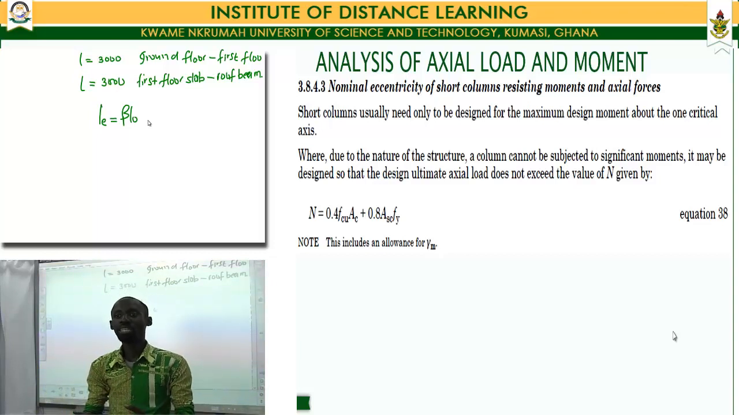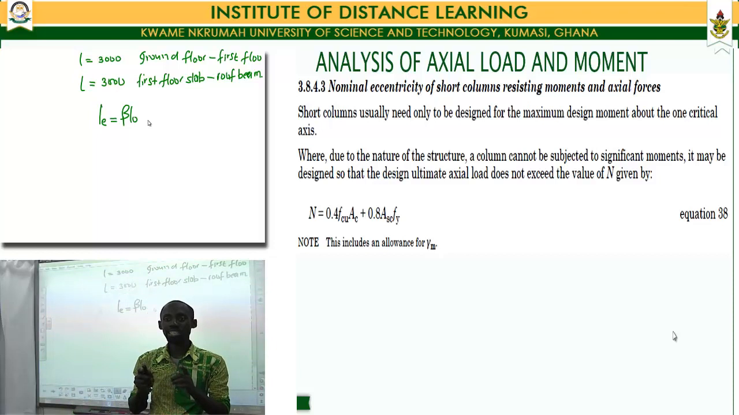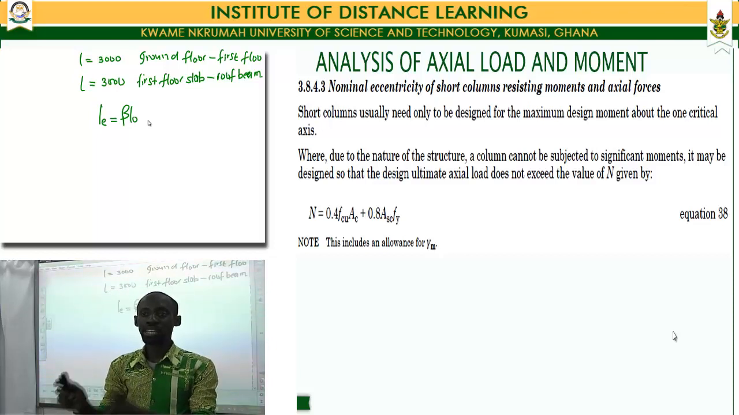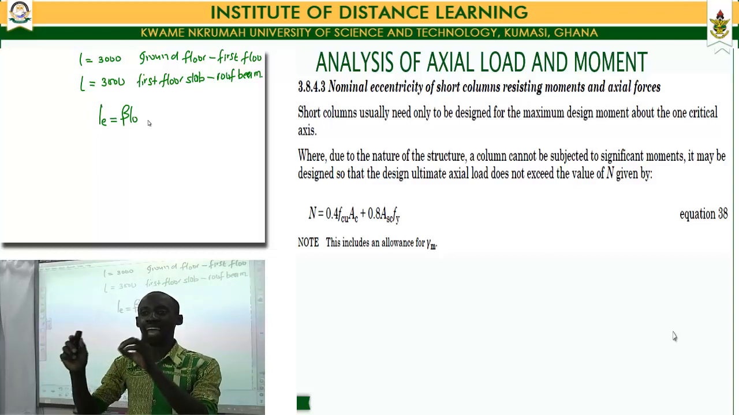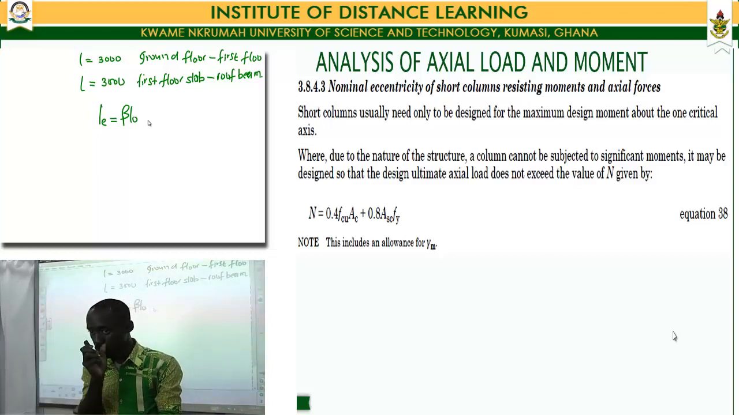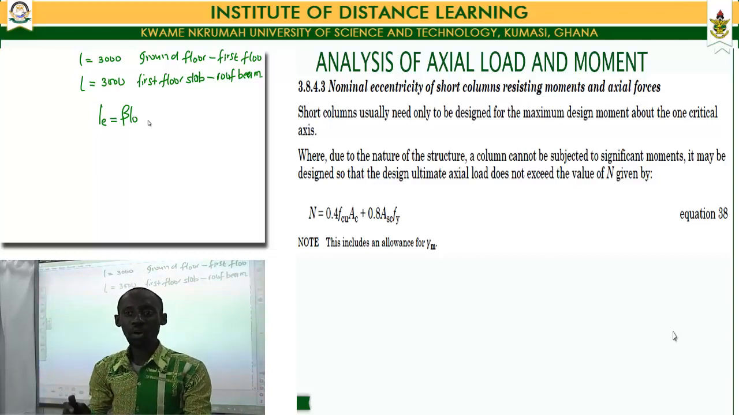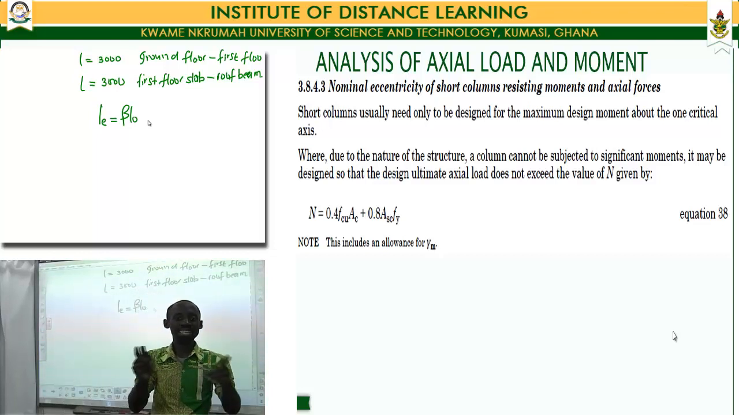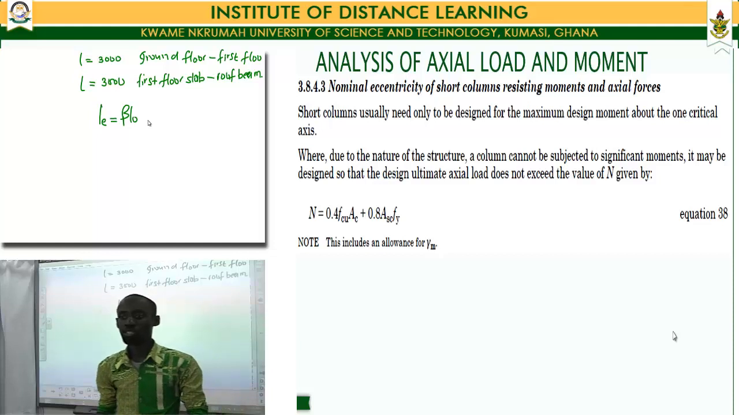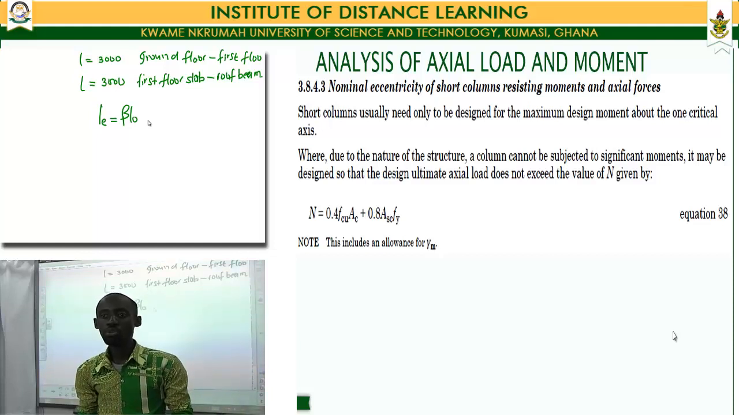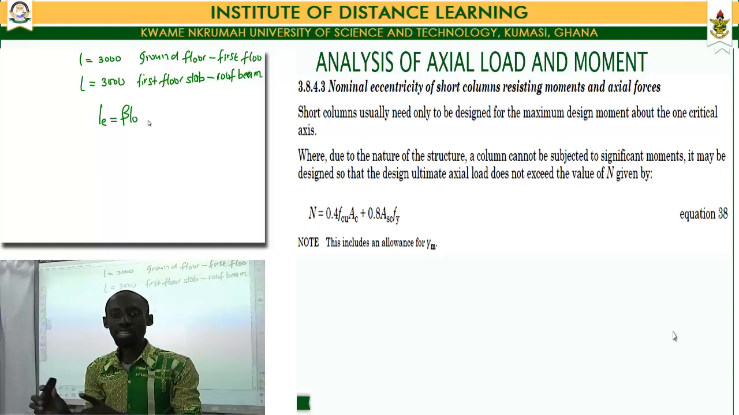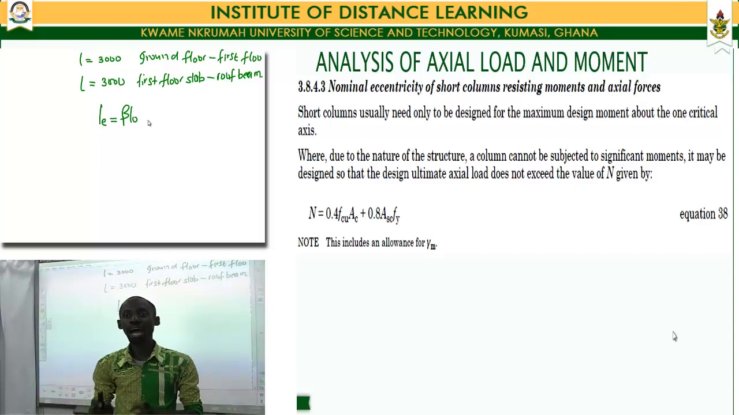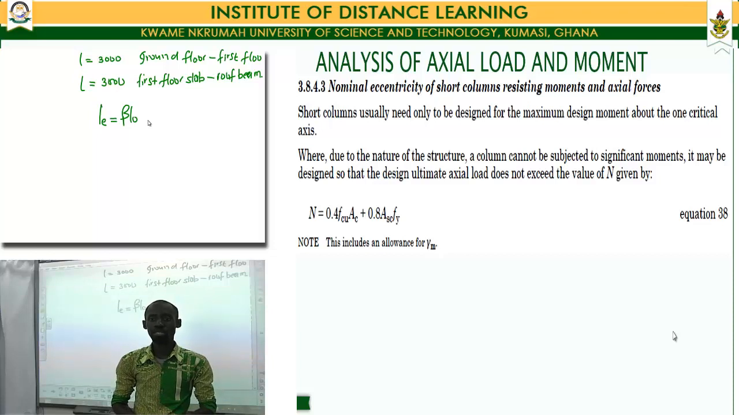Considering the structure that we are designing for, our loadings are not that much, and our column is not so eccentrically loaded as to cause a large amount of moment within it. In that case, we can design our column in such a way that the ultimate axial load would not exceed the axial load capacity of our column. So we are going to design our column such that the load in it does not exceed the amount of load that our column should be able to resist.